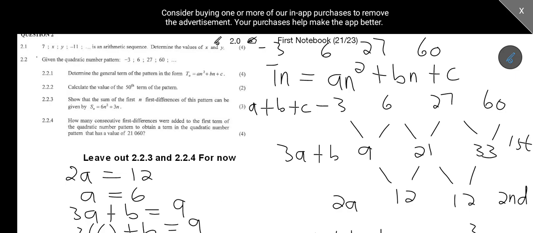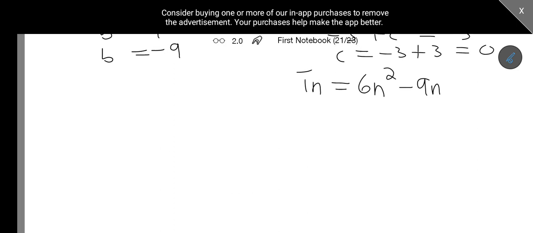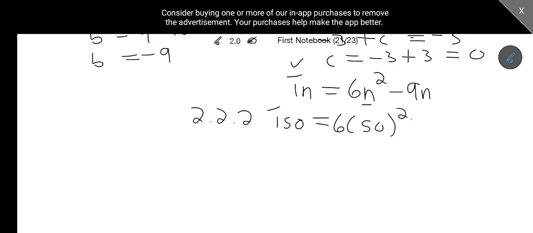2.2.2 says calculate the 50th term of the pattern. What does this mean? We are looking for T50. So for 2.2.2, we're going to look for T50, and we're looking for the value. The value is Tn, and the position is n. So when we see n, we're going to plug in 50. This means that we're going to say 6 multiplied by 50 all squared minus 9 times 50.